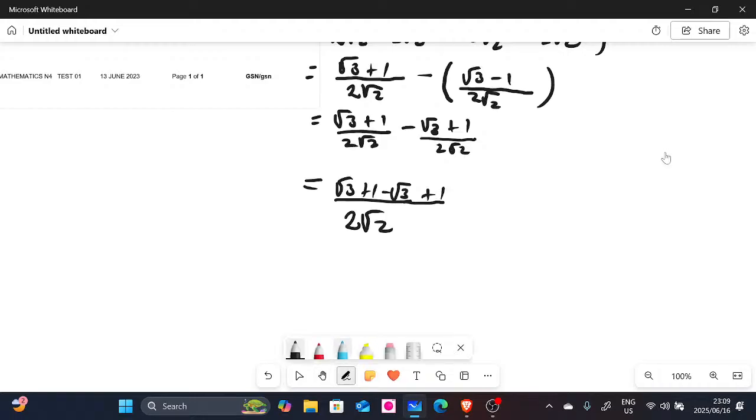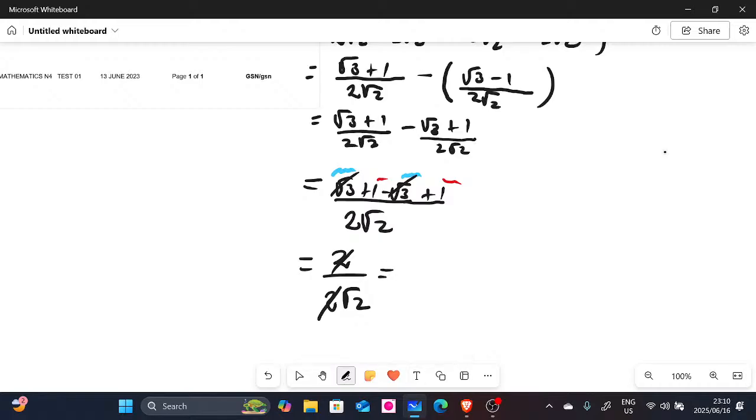Now, look at what we have here, guys. We have the like terms. We have root 3 minus root 3, and we also have 1 plus 1. So if we continue here, root 3 and root 3 will cancel each other. We're left with 0. 1 plus 1 is going to give us 2. Divided by our denominator, which is 2 root 2. But this 2 and that 2 will divide each other. What are you left with?